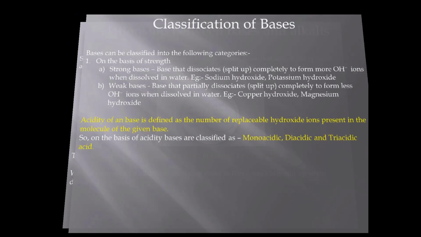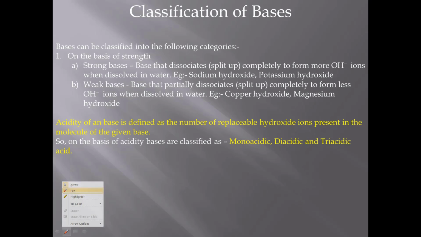Now let's move to our next topic, that is classification of bases. Bases can be classified into the following categories, that is only one actually, that is on the basis of strength. Strong bases are bases that dissociate, that is split up, completely to form more OH minus ions when dissolved in water. Examples are sodium hydroxide and potassium hydroxide, and as I told you, these both are alkalis and all alkalis are strong bases. This is also a very important statement.